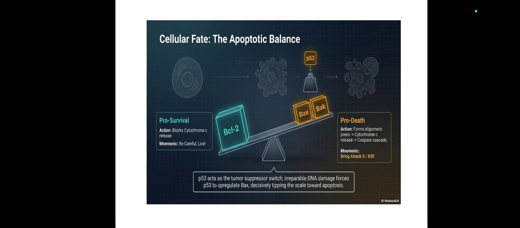On the other side, we have pro-death, pro-apoptotic genes, especially BAX and BAC. Their action is to form pores in the outer mitochondrial membrane, releasing cytochrome C and triggering the caspase cascade.